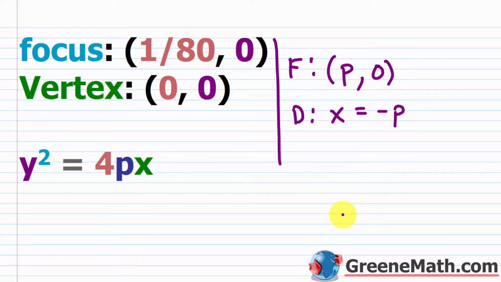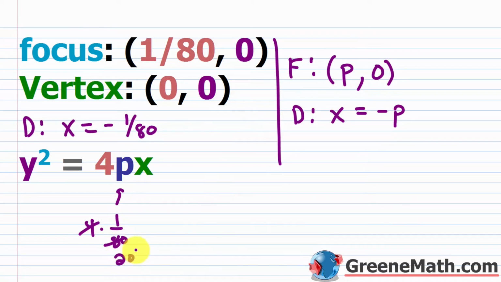So if we wanted to find the equation and the directrix, well, for the directrix, it's x equals the negative of this, so negative 1/80. That's it, you're done. For the equation, plug in for p. Again, this is 1/80. So times 4. This cancels, it gives me 20 down here.